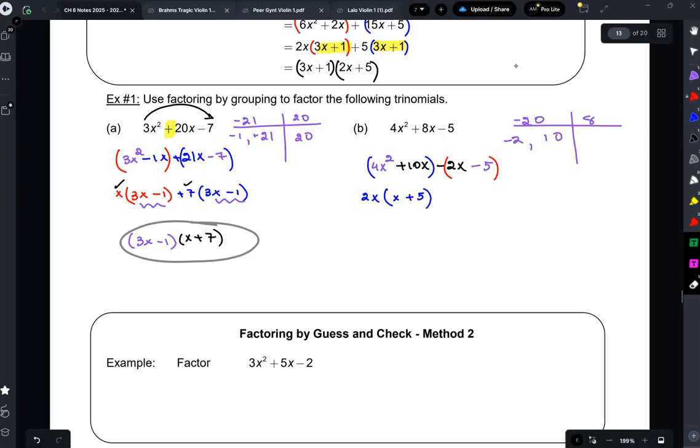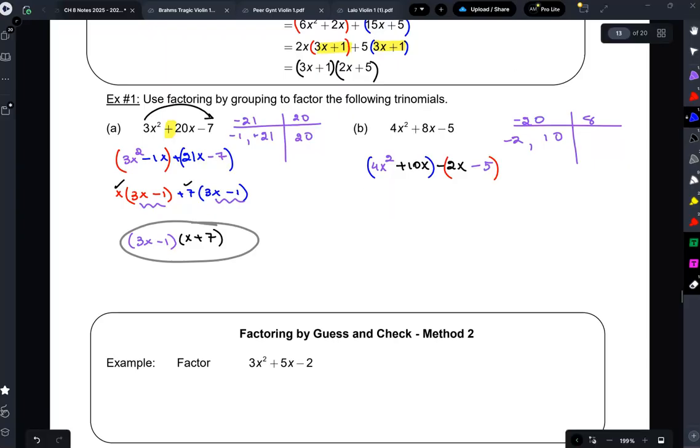From here, can I factor anything out? Wait, what did I do wrong here? Oh, it's supposed to be minus 2x plus 10x. No. This is supposed to be a 2x. Are you guys with me? No. Okay, so look at this.